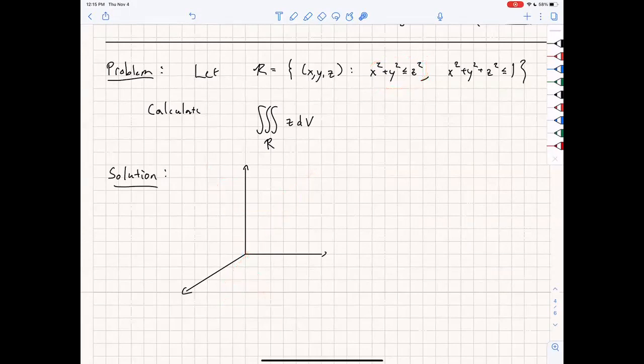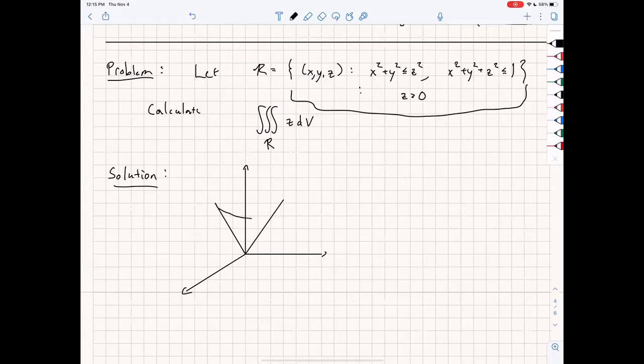And let me actually, to make it an actual ice cream cone, let me assume that Z is greater than 0 too. Sorry, I'm going to add that in. So now if Z is positive, I'm going to get this region here for the first inequality.